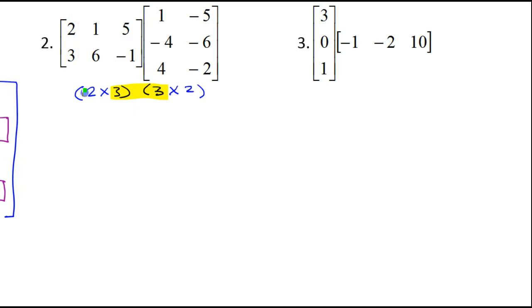Now, I need to know the dimensions of the product. The dimensions of my final answer will come from these numbers, the outer numbers, 2 and 2. So the final product will be a 2 by 2 matrix. That is important right now because I need to set up a big empty 2 by 2 matrix to show my work in.